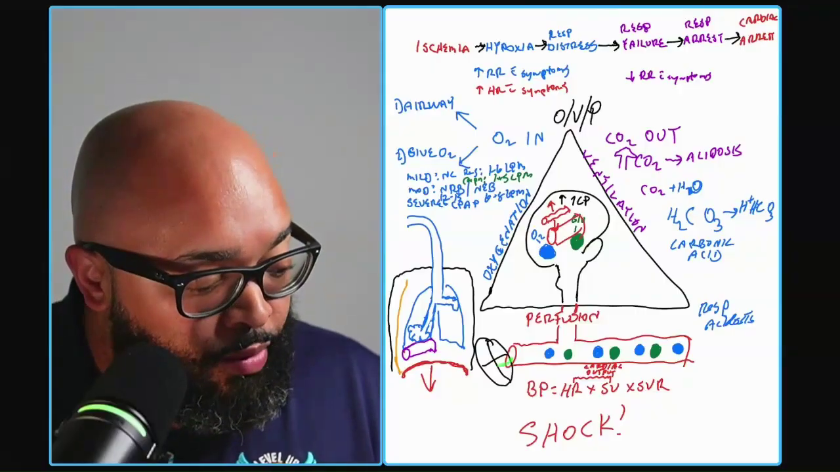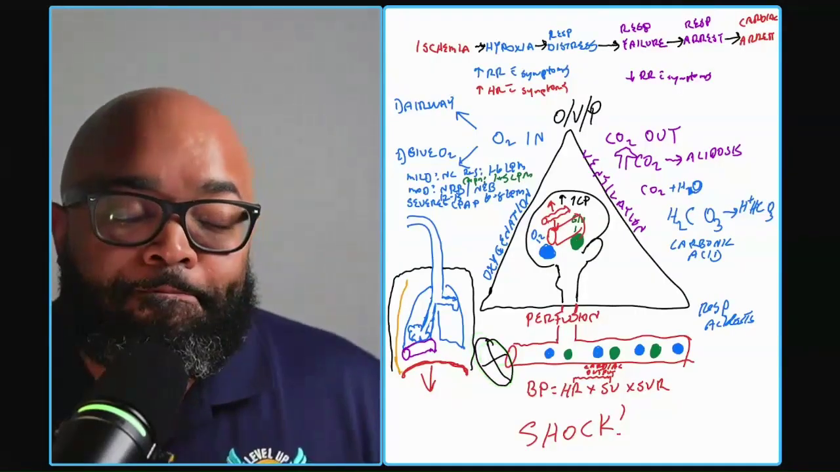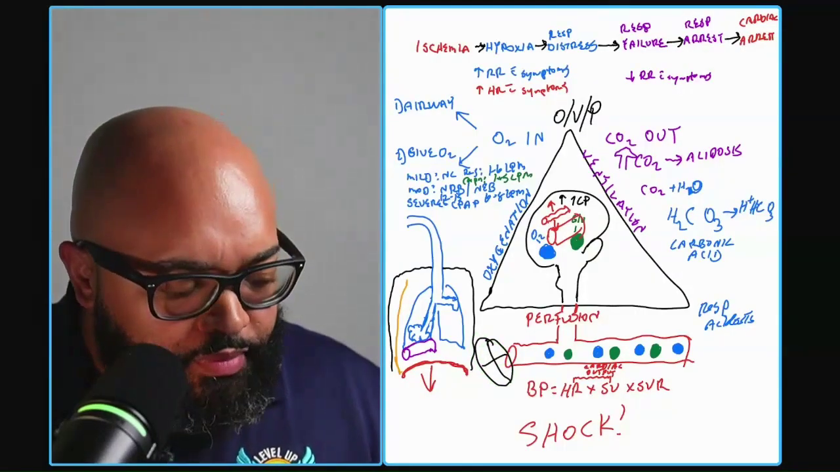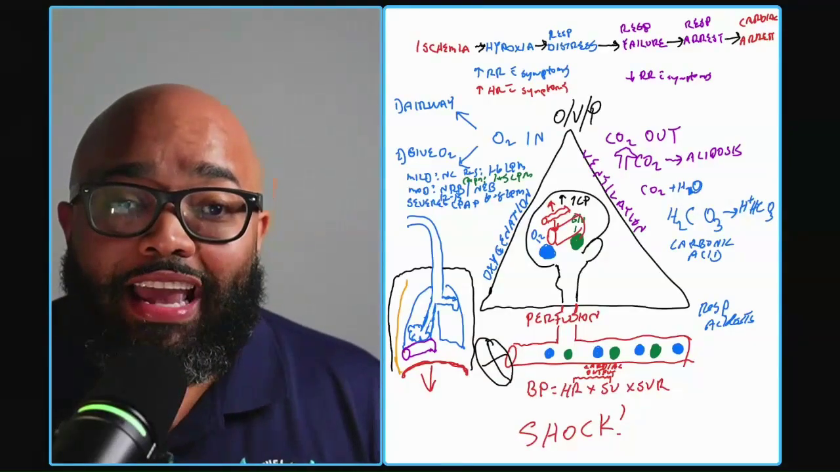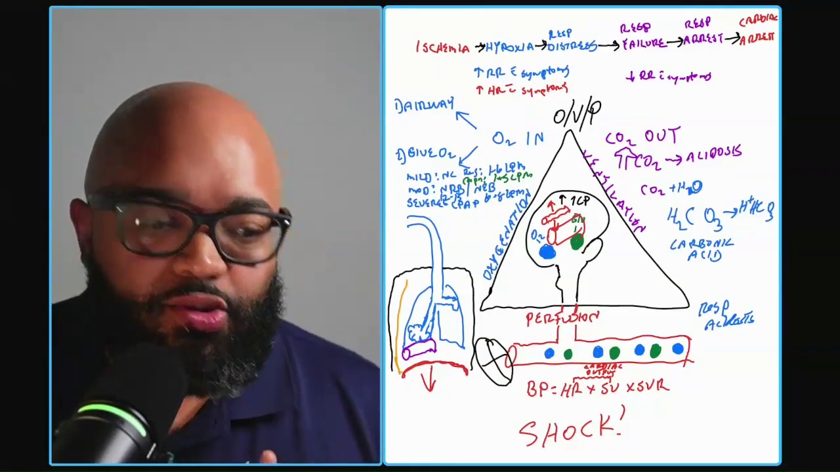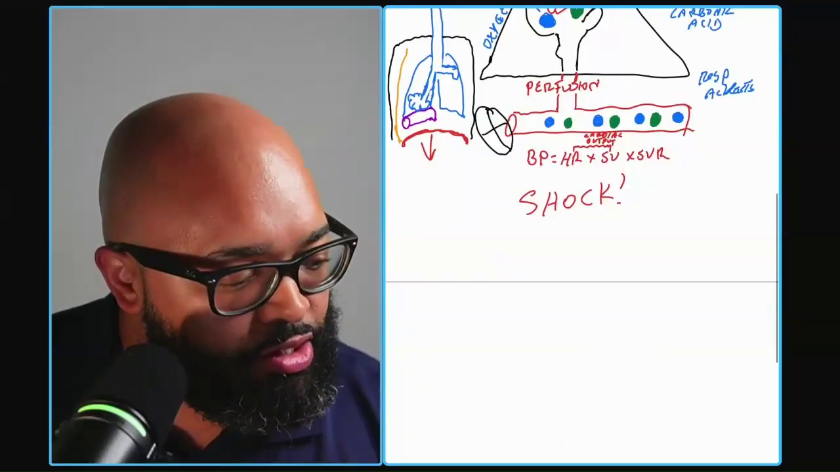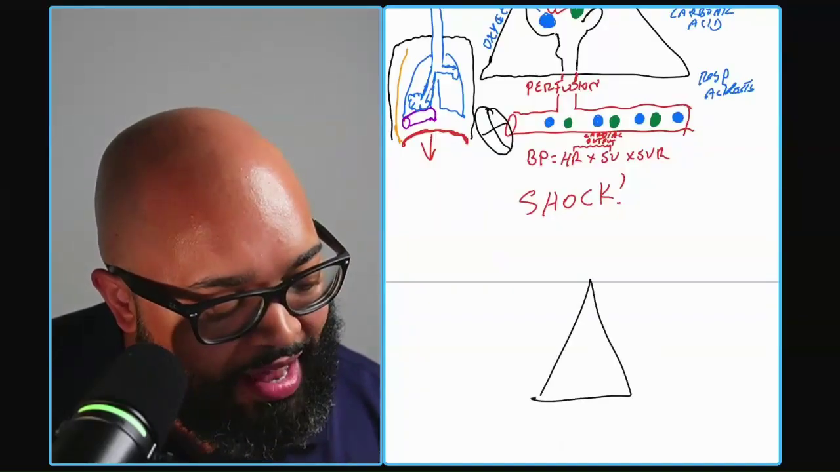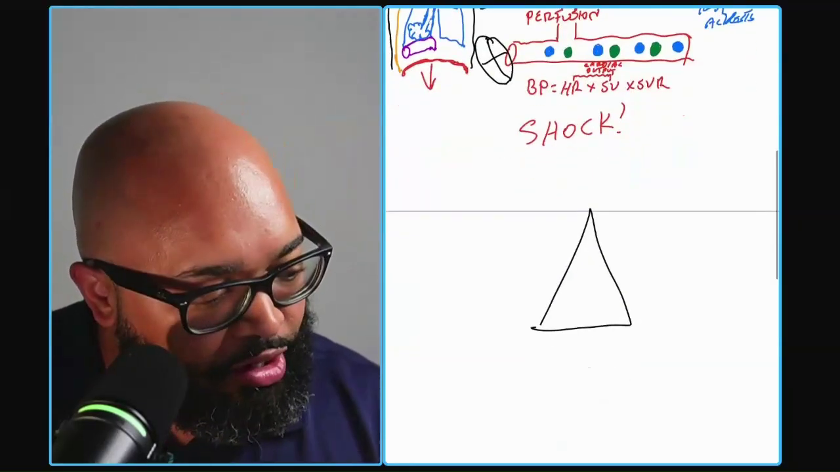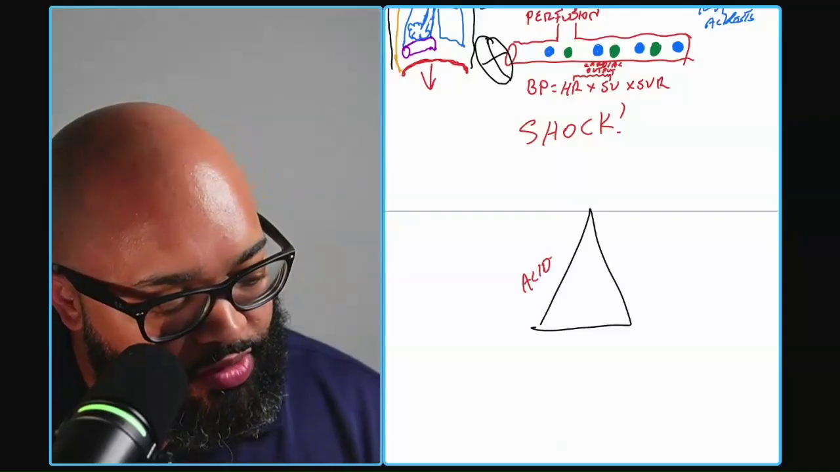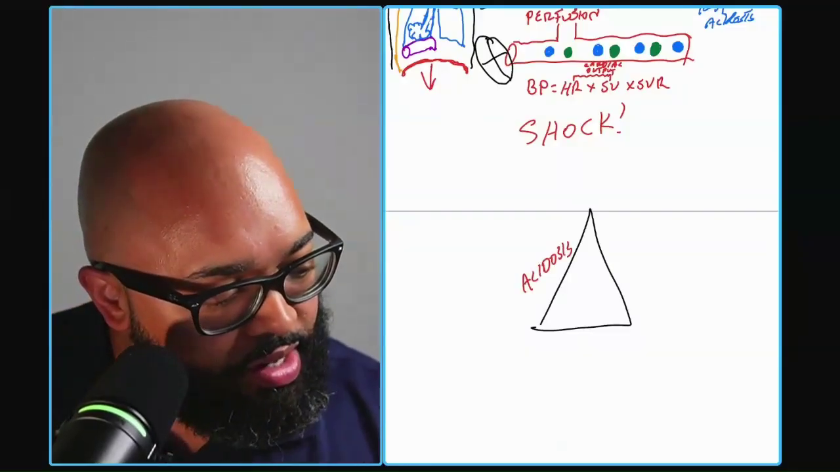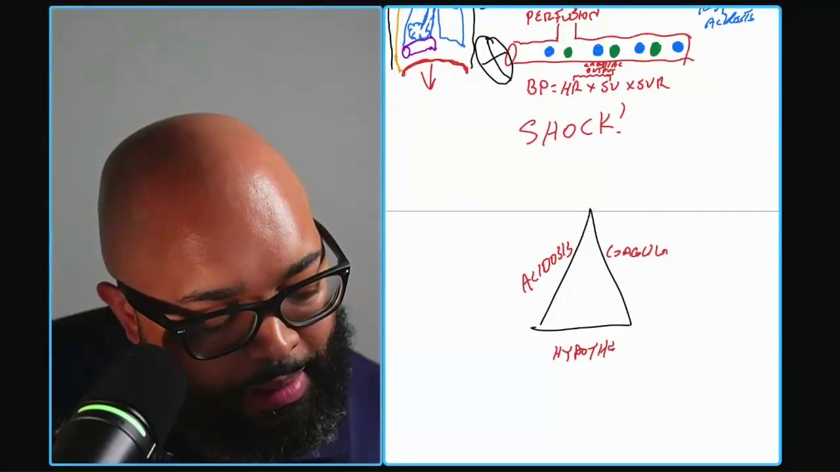In the heart, when this acid goes to the heart, it's now causing dysrhythmias. This is why acidosis is one of the killers in the trauma triad of death. What are the three killers? Acidosis. What else? Coagulopathy and hypothermia.